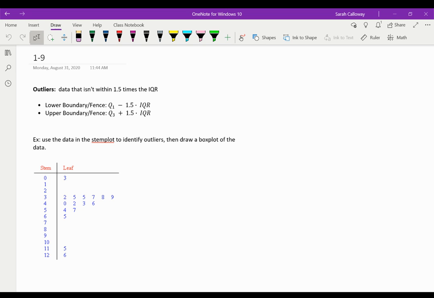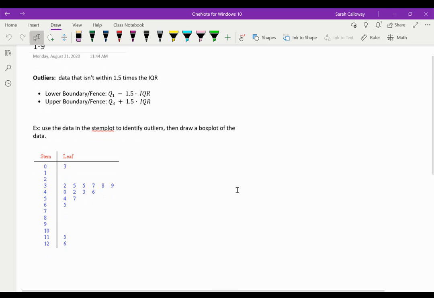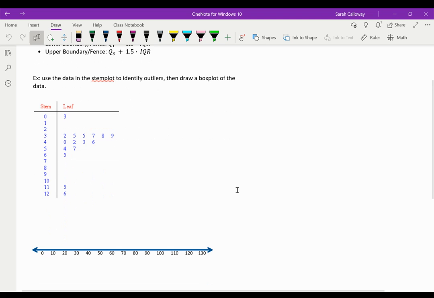The lower boundary or fence, they'll use those two words interchangeably, is found by taking quartile 1 and subtracting 1.5 times the interquartile range. And then the upper boundary or fence is found by taking quartile 3 and adding 1.5 times the IQR. In this example, we're just going to draw a box plot of the data that has outliers and calculate those outliers, just to go through that process in case you needed a little bit extra with it.